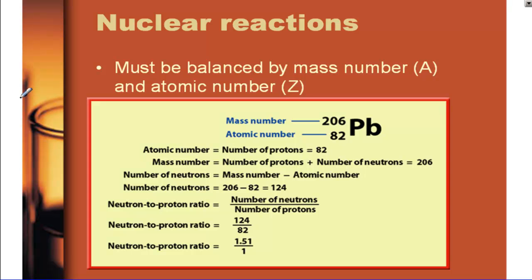Now, when we balance nuclear reactions, you have to balance by both the mass number, remember is A, and the atomic number, which is Z. So down here you see the isotope symbol. Remember that the atomic number is what comes from the periodic table and tells you what the element is. Remember the mass number is protons plus neutrons. This neutron to proton ratio, we'll get more into later, so you don't have to worry about that right now. But this is just some review of how to calculate your mass number and your number of neutrons.